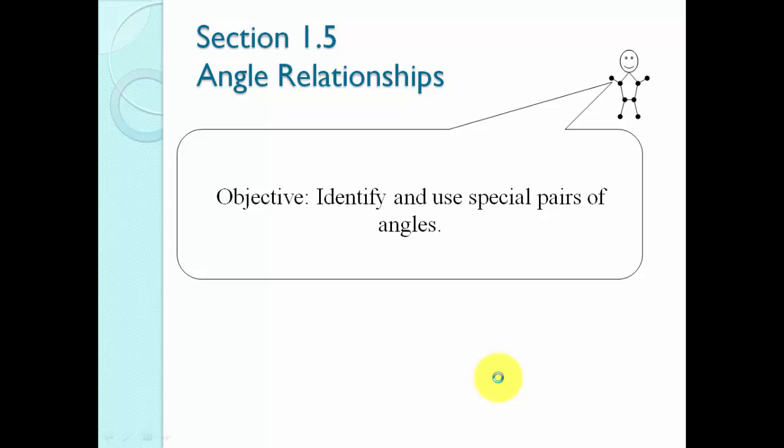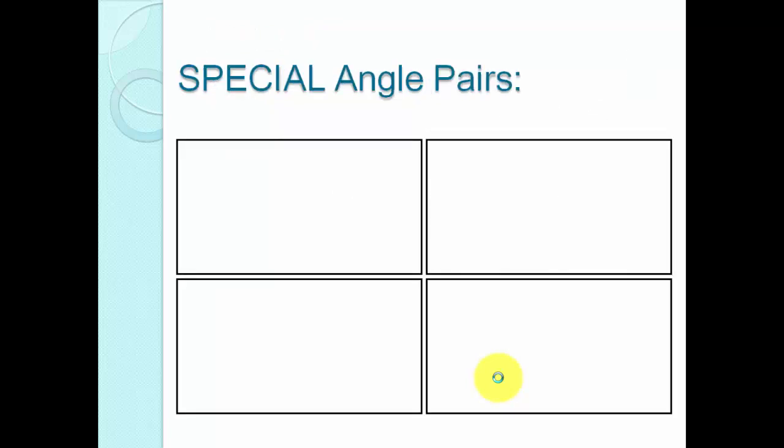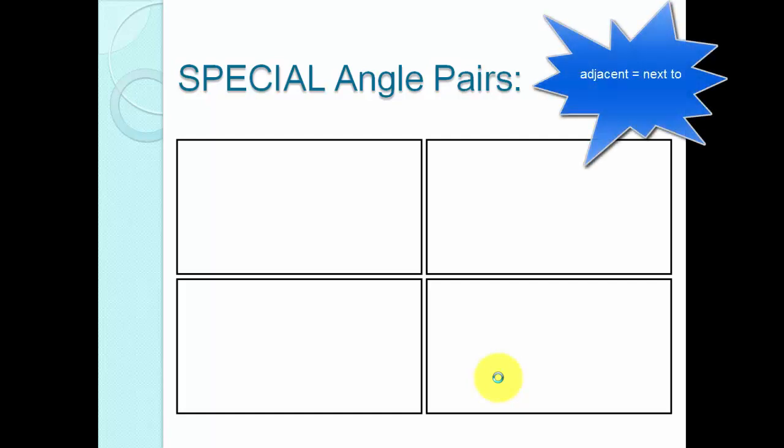This lesson is section 1.5, Angle Relationships. The objective will be to identify and use special pairs of angles. So first let's talk about the special angle pairs that we are going to not only use for this lesson, but you will use these angle pairs for the rest of the time that you are in geometry.